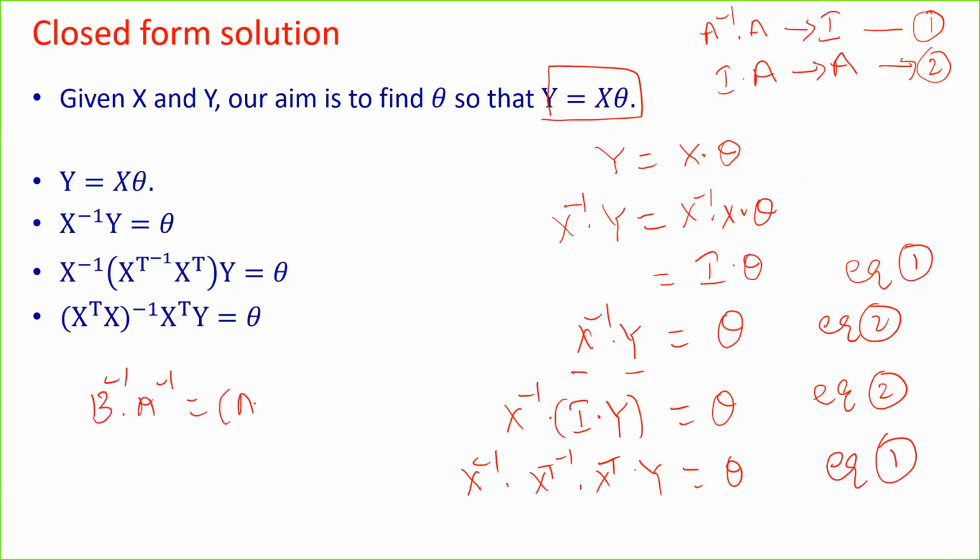Can it be (AB) whole inverse? Yes, B inverse times A inverse. Using that, I can write this as (X transpose X) whole inverse times X transpose times y, which is equivalent to theta. X transpose X is always a square matrix. There is always an inverse that exists for that, right?